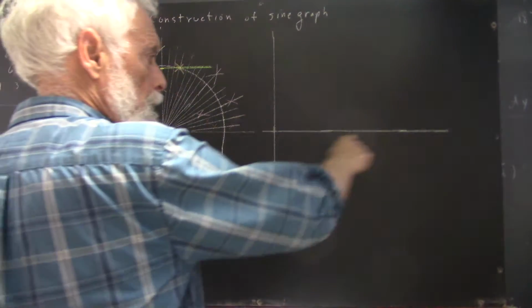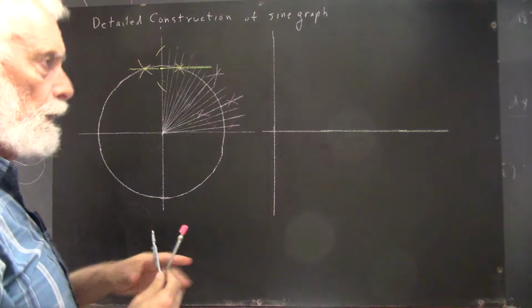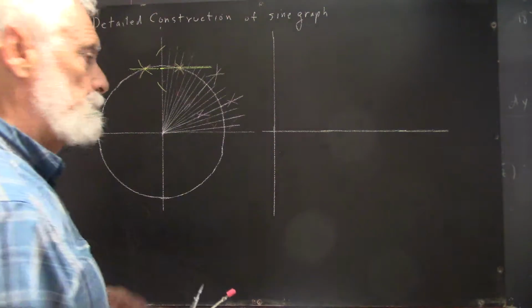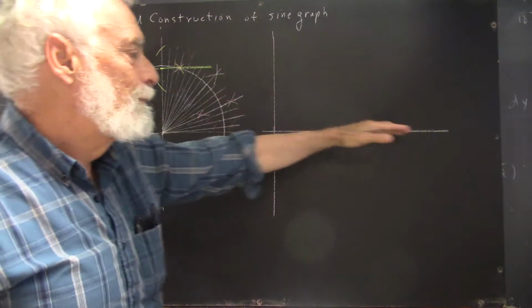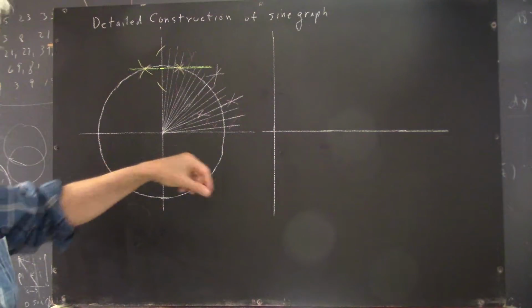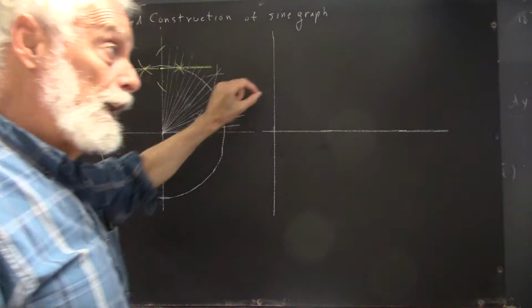Now I've constructed a horizontal and a vertical axis here. I don't even want to call them x and y because of confusion that can arise between what x might mean here and what it might mean here. So I'm not going to give these axes names at this point.